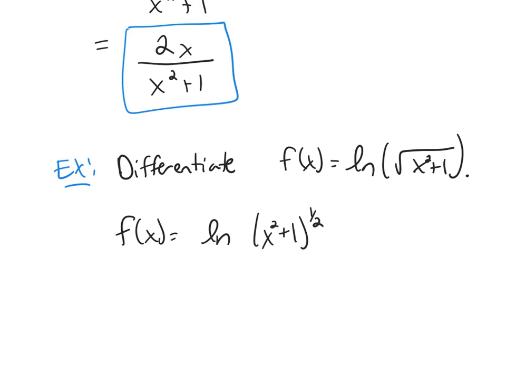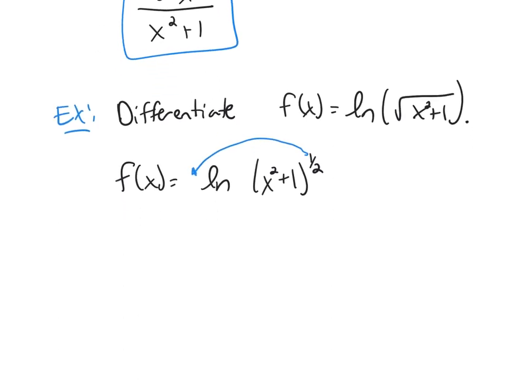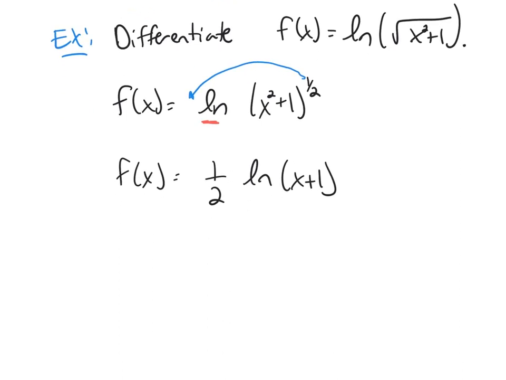And then we can use properties of logs. Particularly, I can bring this power down in front here. So because there's this natural log function here, I can rewrite this function as 1/2 natural log of x squared plus 1. And now when I go to find the derivative, f prime of x, it's 1/2.